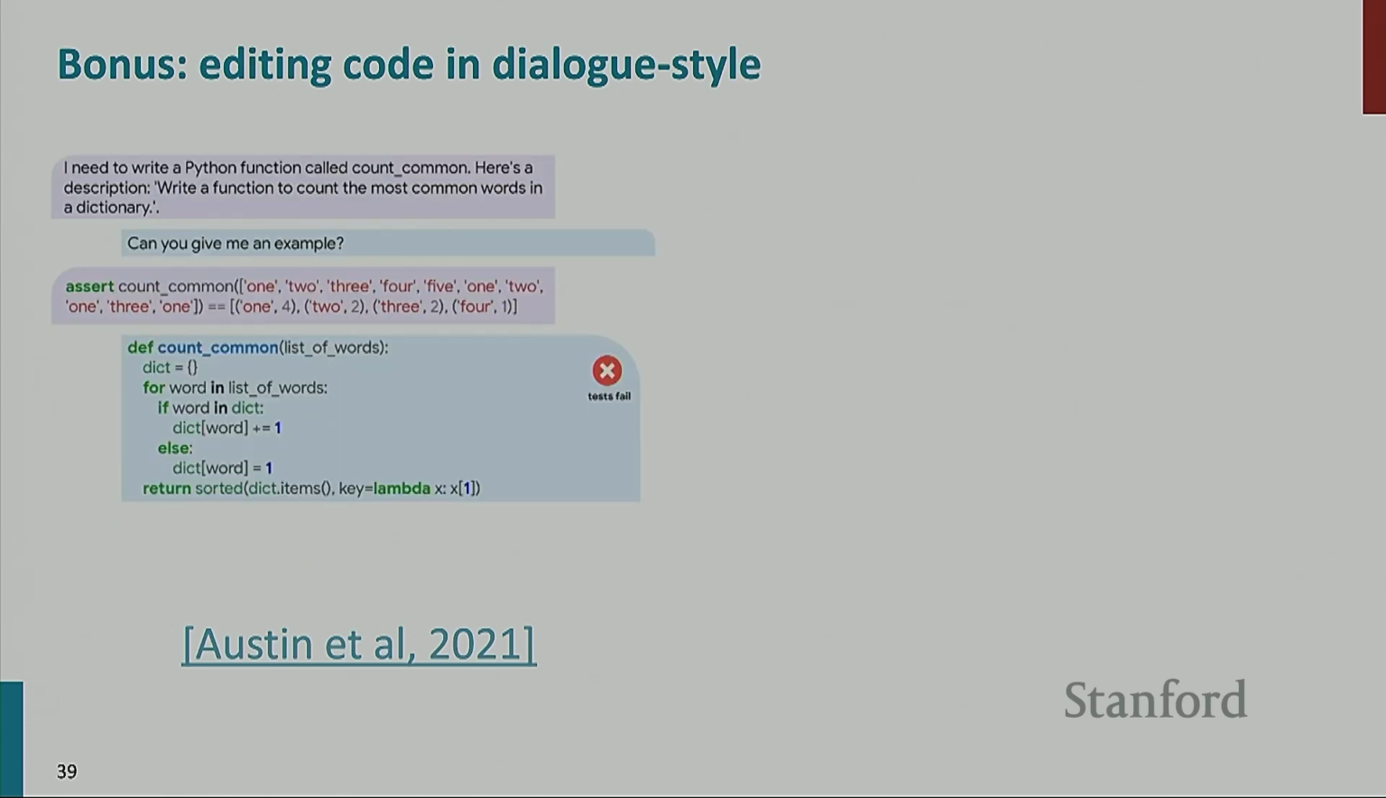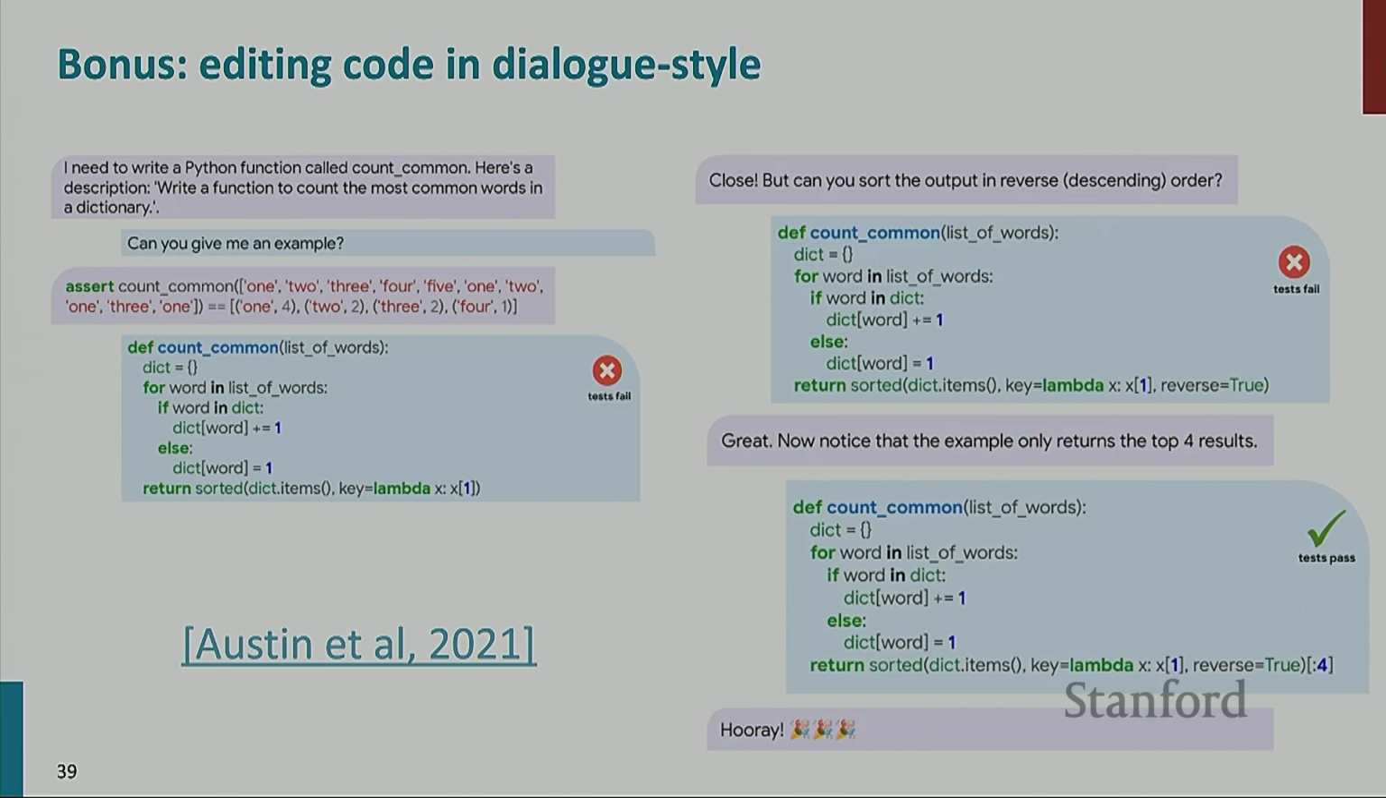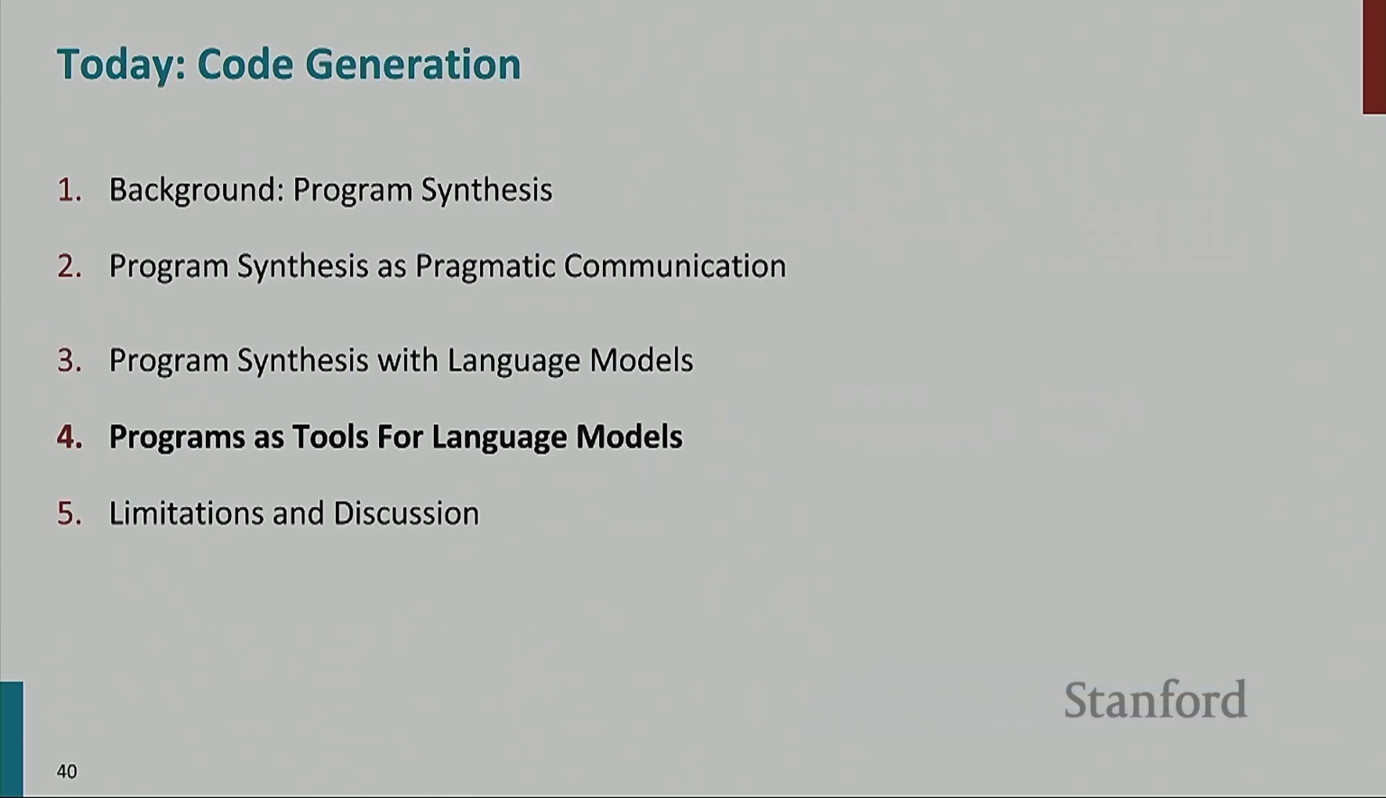There are also experiments with using these models in a dialogue style, which is a little bit more about the question asked. So I can ask it to write a function, and then the model comes up with some implementation, but maybe has an error, right? They can sometimes describe the change, like, oh, but can you do it in sort in reverse, or only return the top 4 results, and can often revise what it did, which is quite interesting.